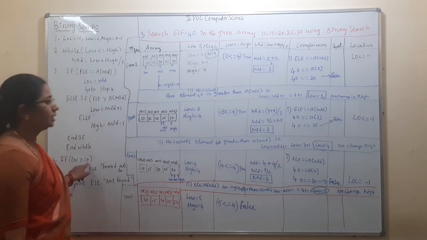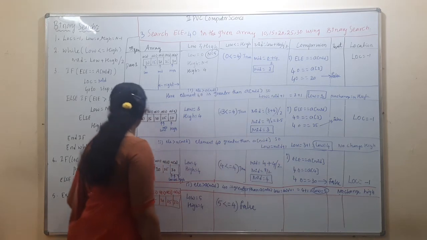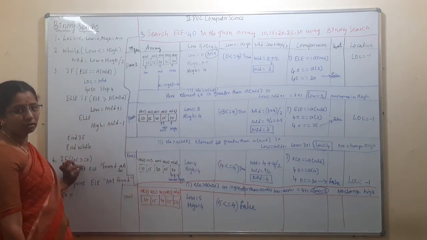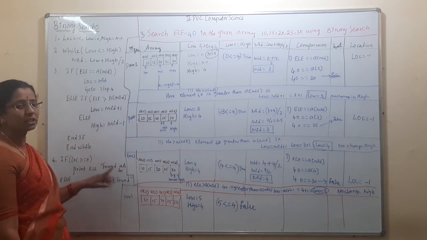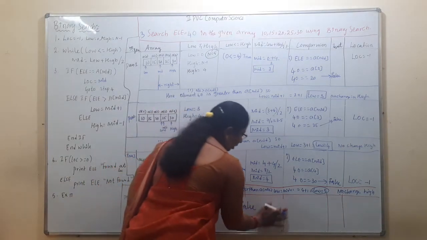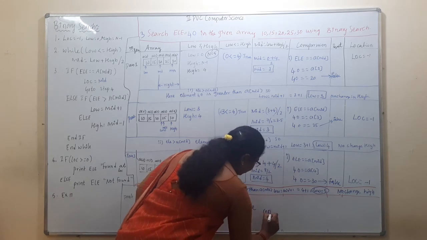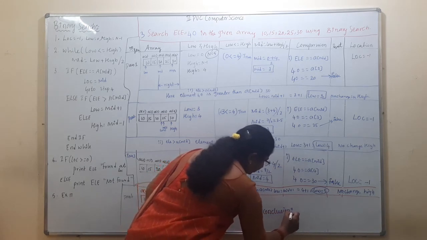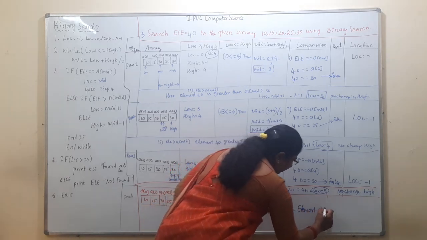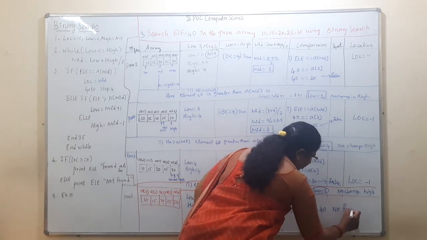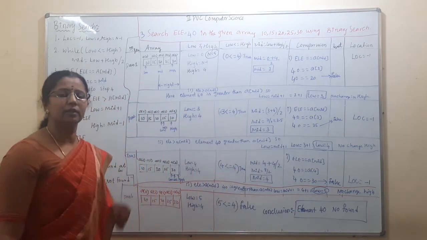Location is greater than 0? Is there any change in the location, student? No, it remains -1. Is -1 greater than 0? No, control will move to the else part. It is going to display element not found. Condition is false. So conclusion: element 40 not found. Did you get it? Understood?